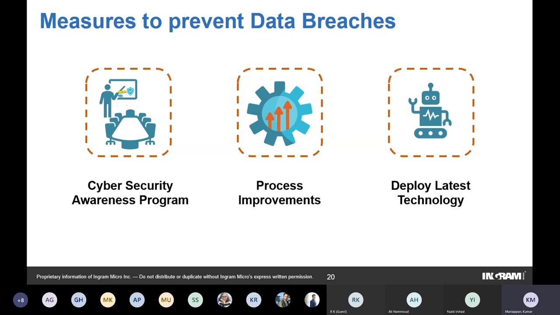All right, so deploy latest technology. As I said, it is not limited to a certain thing. You need to use the latest technology. You need to find different ways to implement them based on your organization's needs. So your protection mechanism should cover all bases. Cybersecurity awareness program, process improvements, deploying the latest technology which is available in the market to protect against the most sophisticated of threats which are happening.